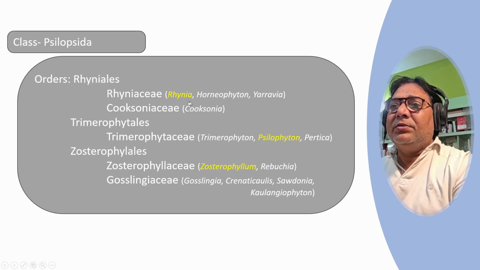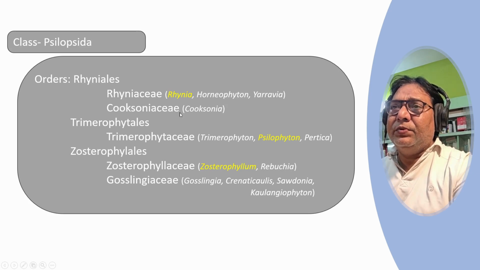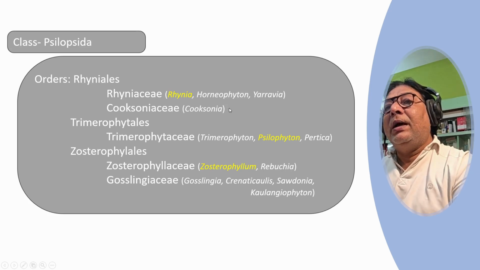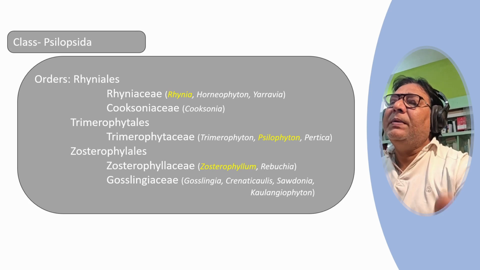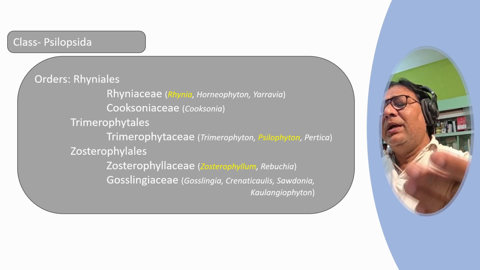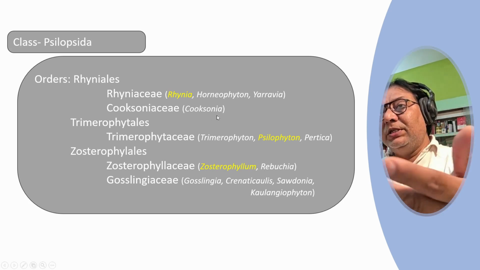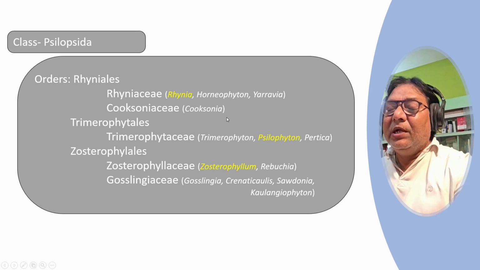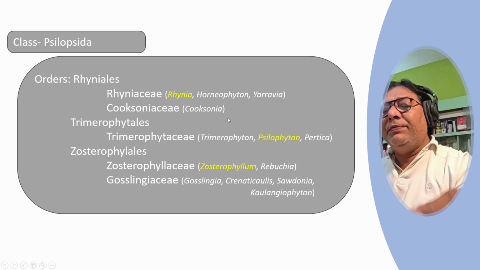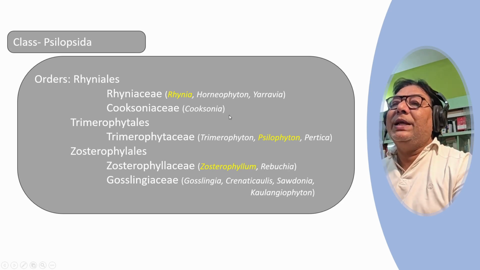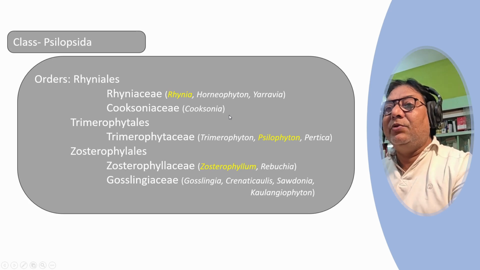Cooksoniaceae contains the Cooksonia genus, which is considered the first land plant, the first known vascular plant. There may be some plant which originated before that and became extinct, and we might not know about it. But what we know by the fossil record is that this is the first land plant, Cooksonia caledonica.